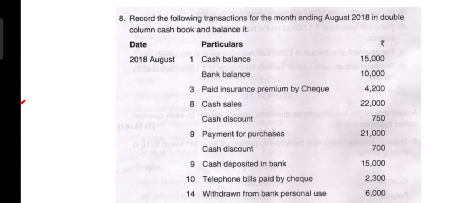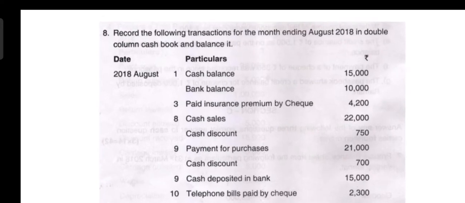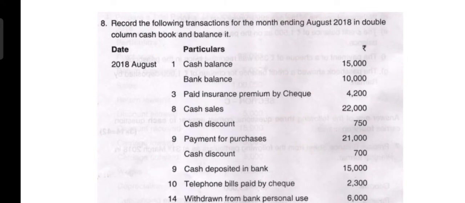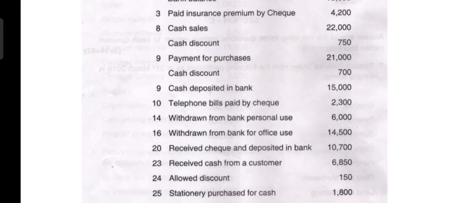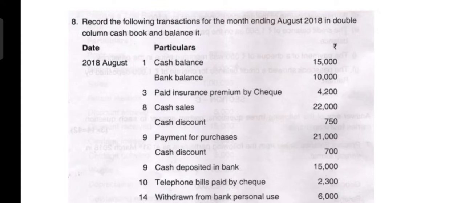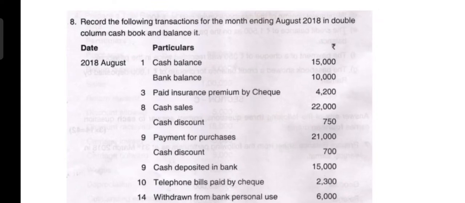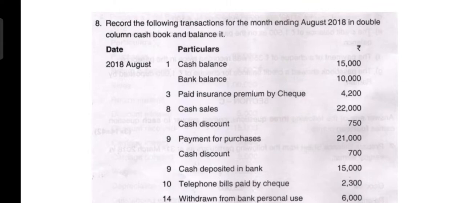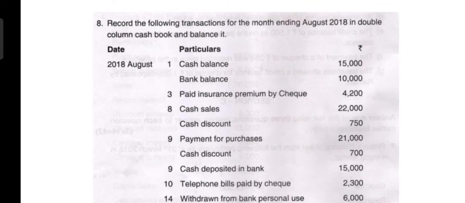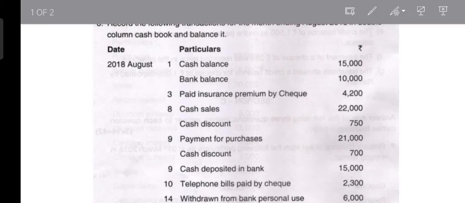So on the basis of the information given here, they are asking us to prepare two column cash book, not mentioned which columns we need to use. Here there are a lot of bank transactions, so we need to open two column cash book, one for cash column, another one for bank column. Okay, this point you should keep in mind. Now let us see how to solve this particular problem.